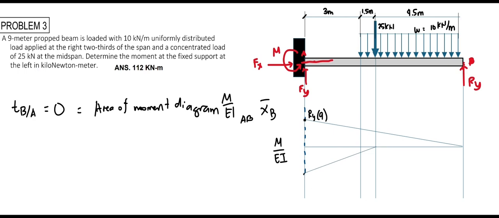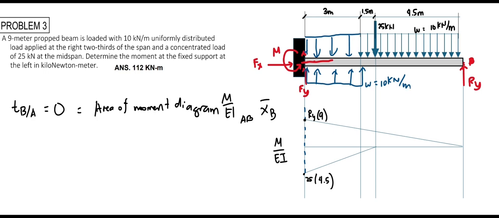25 times the moment arm distance of 4.5. And for the uniformly distributed load, since this needs to be continuous, we need to draw another uniform load at the bottom to counter the effect of the uniform load at the top. So we still have the same beam with equivalent loading, and this has a value of w equals 10 kilonewton per meter. And the moment diagram of a uniform load will create a parabolic curve.